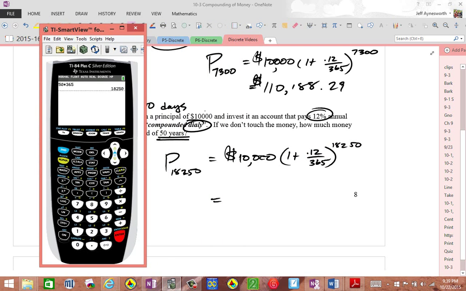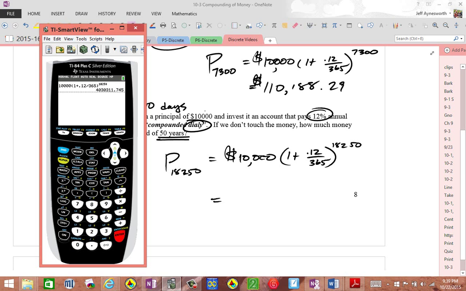Here we go. So 10,000, okay, times 1 plus 0.12 divided by 365. I didn't type it incorrectly. There you go. Raise it to the 18,250 power. That's not right either. It's getting late. Sorry. Let me start over here. Okay. Got to hit the right buttons. There we go. 18,250.